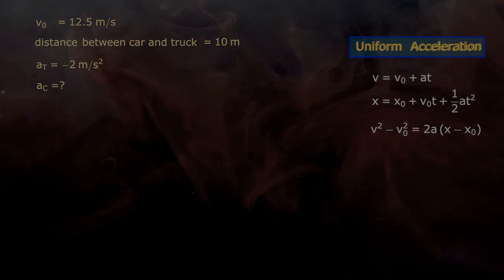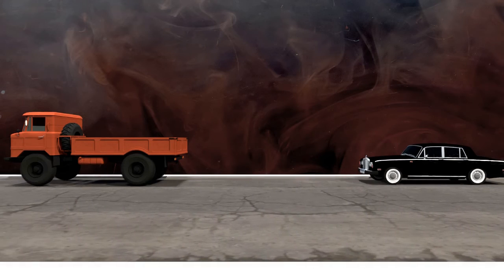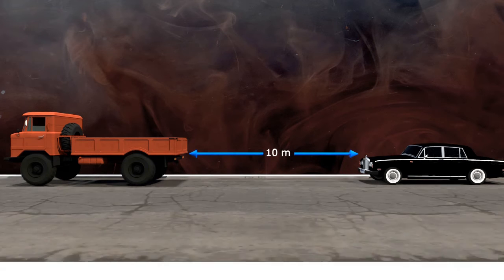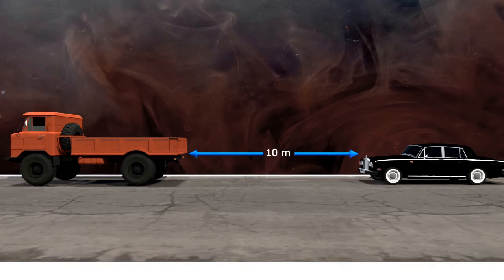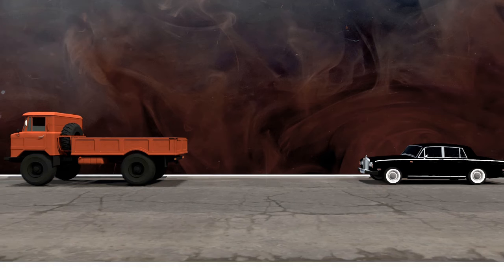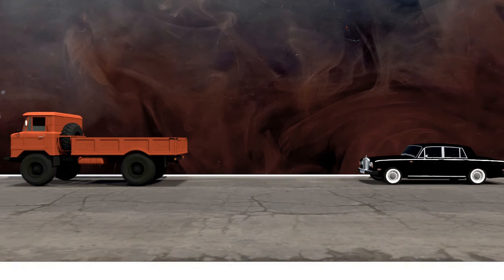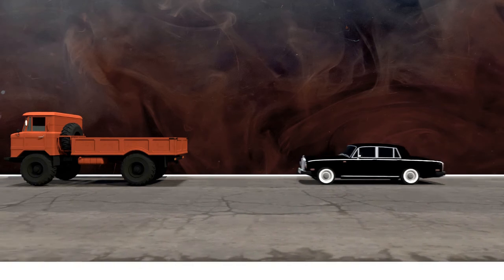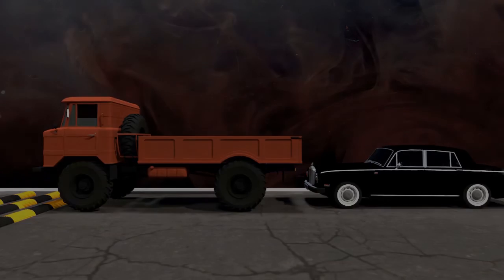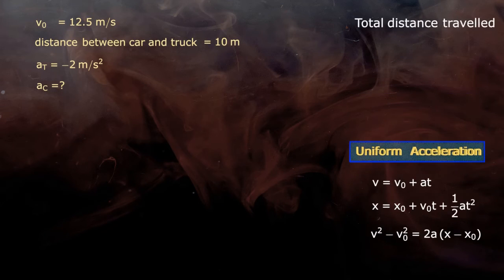Here in the given problem, if we take the car's position as a reference point and add the distance between car and truck as the initial position of the truck, the total distance they both cover is the same. Because at the final position, the car just managed to avoid the rear end collision and the initial gap between vehicles is filled. So the total distance travelled by truck, xt, is equal to the distance travelled by car, xc.